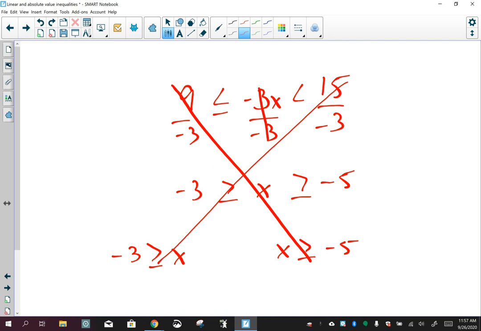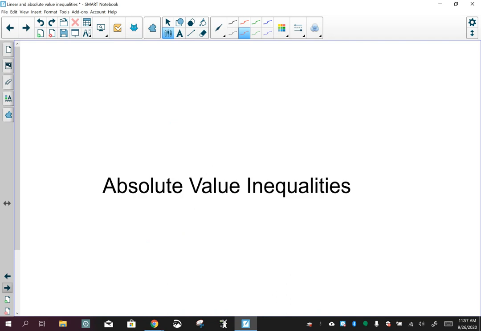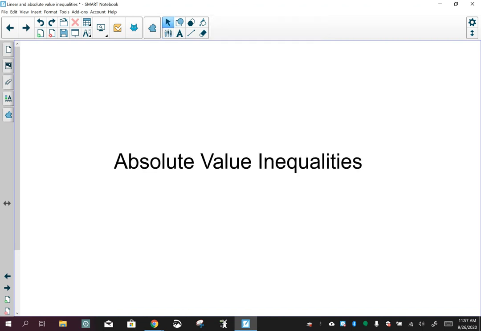All right. So then let's move on. Absolute value inequalities. These ones are a little tricky, so you have to pay attention. So this is probably new to a lot of you. So I'm going to go a little slow here so you understand exactly what we're looking at.